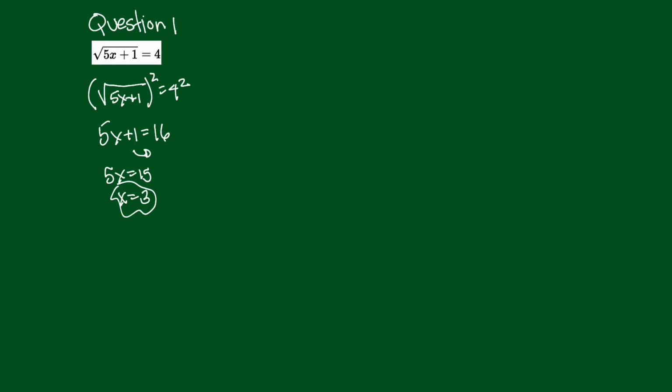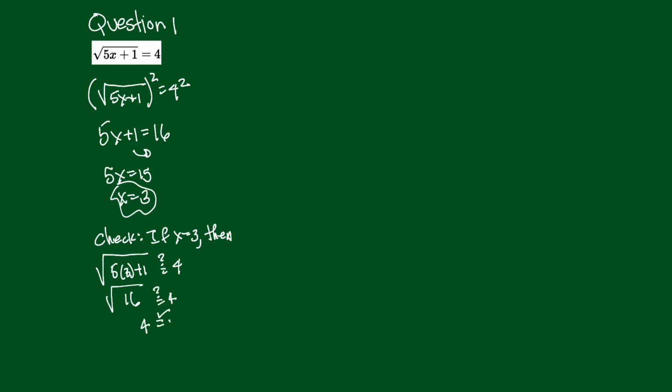But I know when I square both sides or raise both sides of an equation to an even power, I have to check. So let's check this. And I like to check like this. I'll say if x equals 3, then put that 3 back into the original. So I'll get the square root of 5 times 3 plus 1. Now, is that equal to 4? Well, this will be the square root of 15 plus 1, which is 16. Is that equal to 4? And sure enough, 4 equals 4. It checks. So now I will conclude that x is equal to 3.